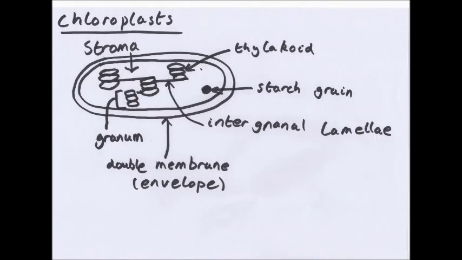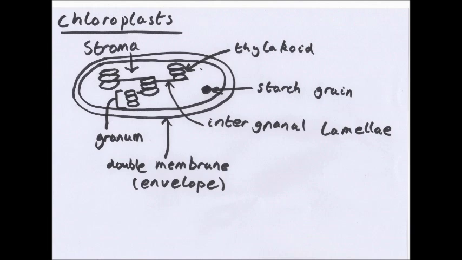Chloroplast. This is a chloroplast. So, it has a double membrane. On the outside is an envelope. You have the outer membrane and the inner membrane. Now, the space between them, the intermembrane space, is about 10 to 20 nanometers. The whole chloroplast will be 2 to 10 micrometers long.